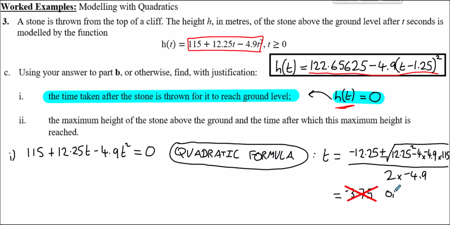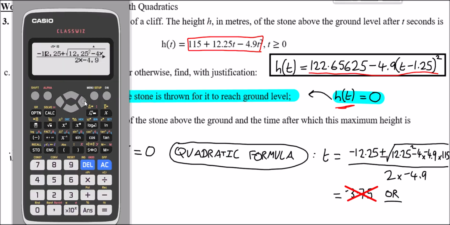So what's the second option? This is going to be when we have a negative square root. So if we toggle back and change this positive sign, we've tried the positive sign already, so let's try the negative option. So if we try minus 12.25 minus the square root of 12.25 squared minus 4 multiplied by minus 4.9 multiplied by 115, all over 2 lots of minus 4.9.